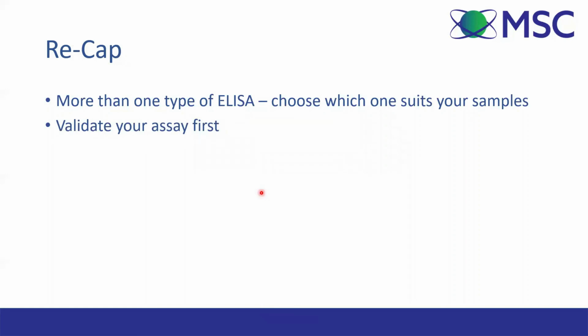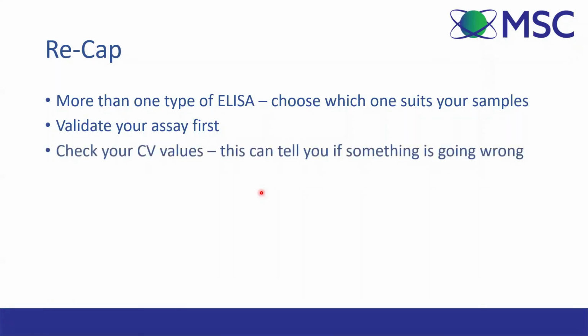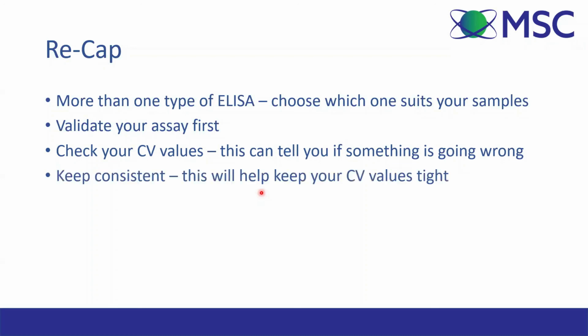Always validate your assay first. I cannot stress this enough. It's probably something I didn't do enough in the lab when I was working, and I wish I had. Always make sure you validate your assay first. Check your CV values. This can tell you if something is going wrong, and it can be critical, because you can go down this rabbit hole thinking you're doing fine, but then you find there's so much variability and you need to do all of it again.